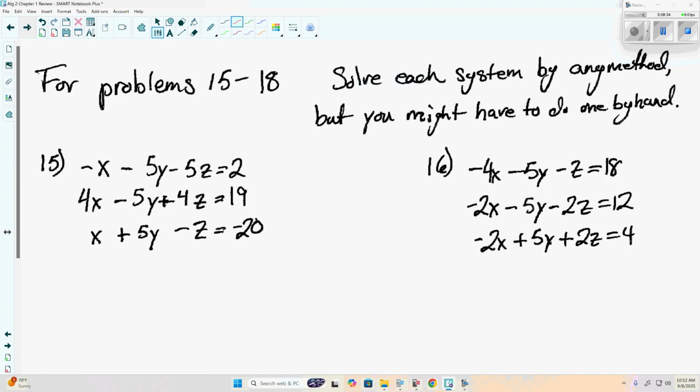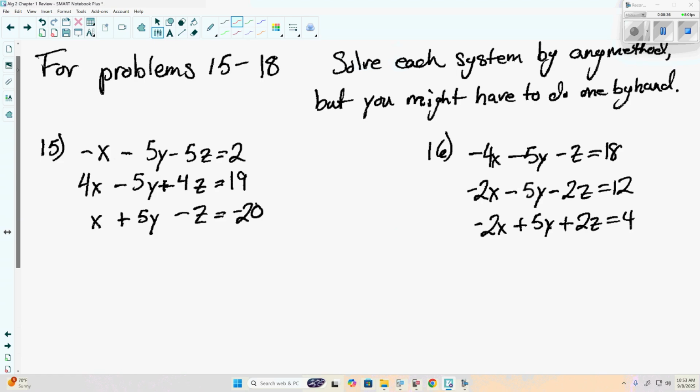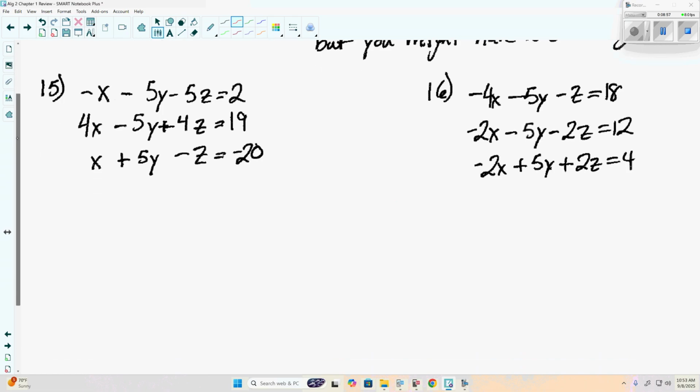Okay. 15 through 18, solve each system of equations by any method. So on the test, there are 2 systems of equations with 3 variables that you'll need to solve. You do not have to solve it by hand. You can use the calculator to solve it with our reduced row echelon form.